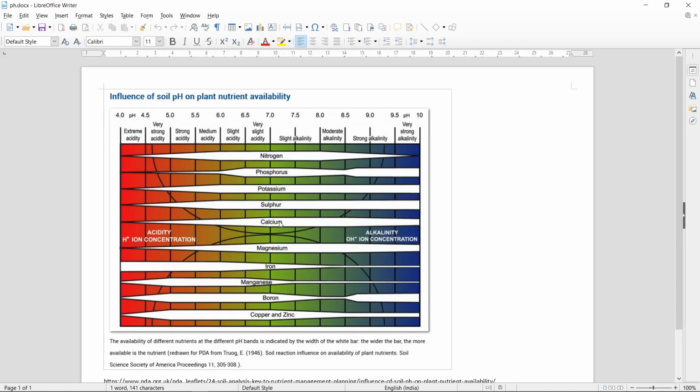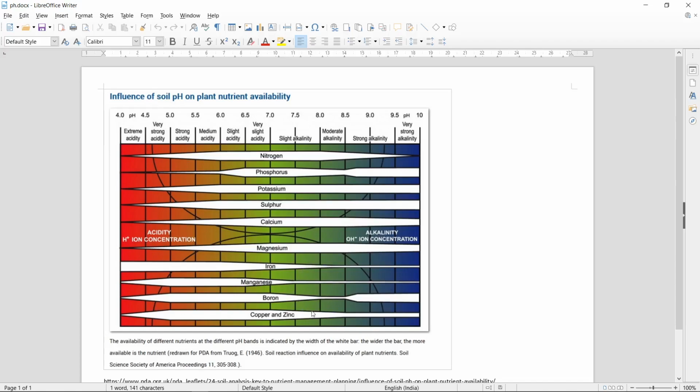Now, sulfur, calcium, and magnesium, all three behave similarly. They are ideal in slightly acidic to slightly alkaline soils, but their quantity is in excess when we go to very alkaline soils. But iron, manganese, boron, copper and zinc have a very high share in acidic soils, and except for boron, they are not really available in very alkaline soils.